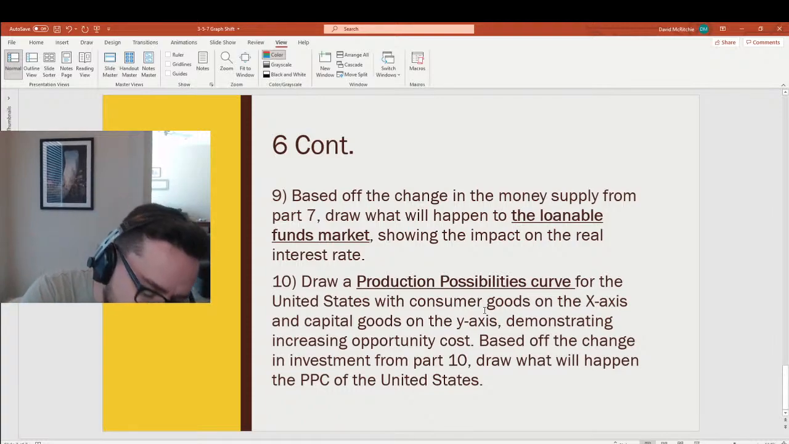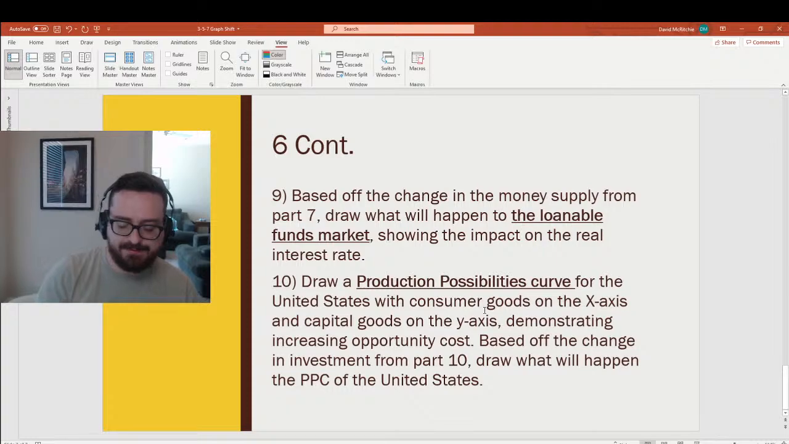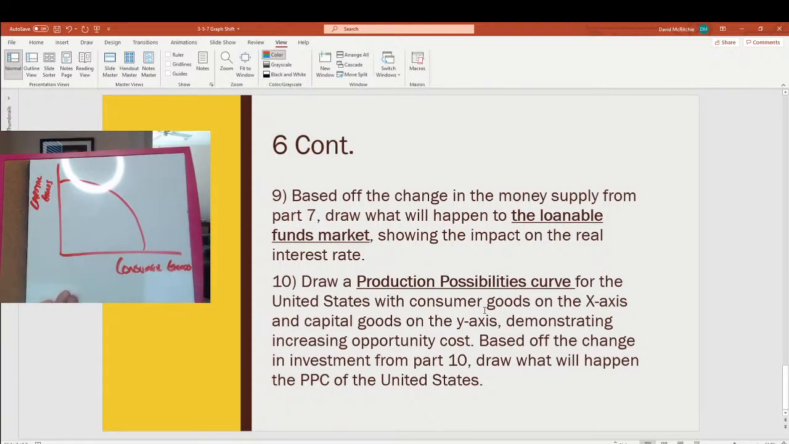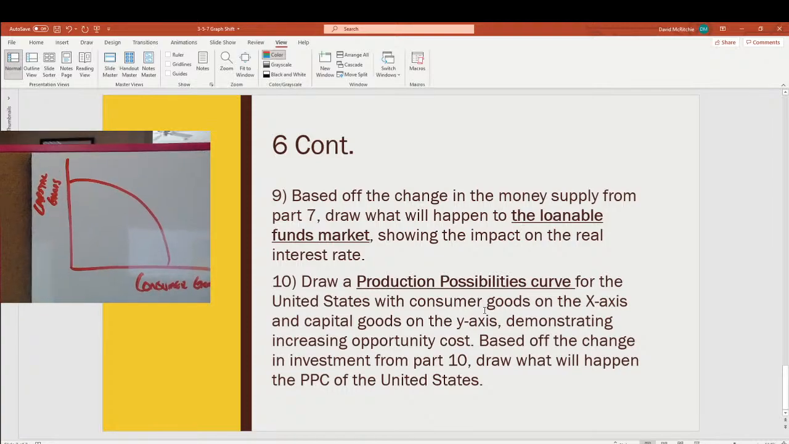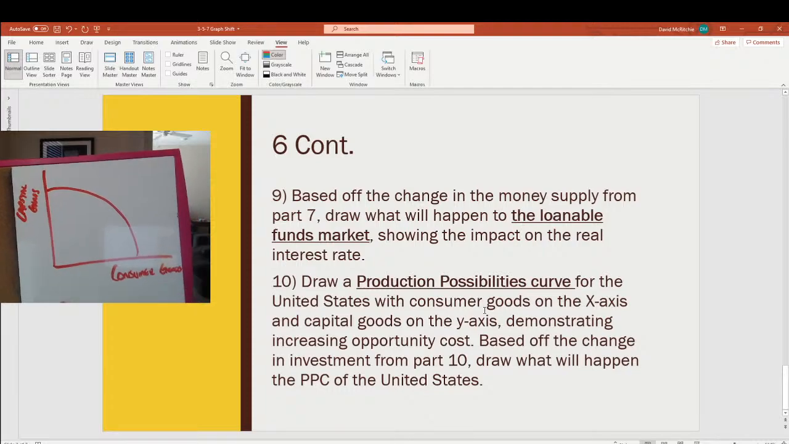And then capital goods on the y-axis, which are mostly just capital, stuff used to make stuff. Demonstrating increasing opportunity cost tells me how to draw the slope of the graph. I would draw it like that. That's a pretty good curve. I would draw it as a bowed out curve.